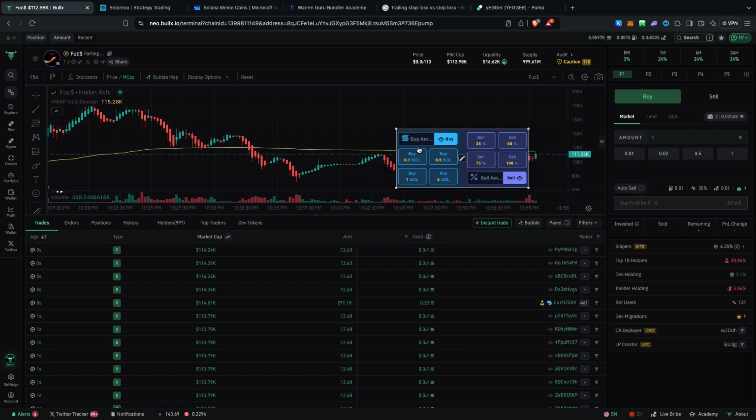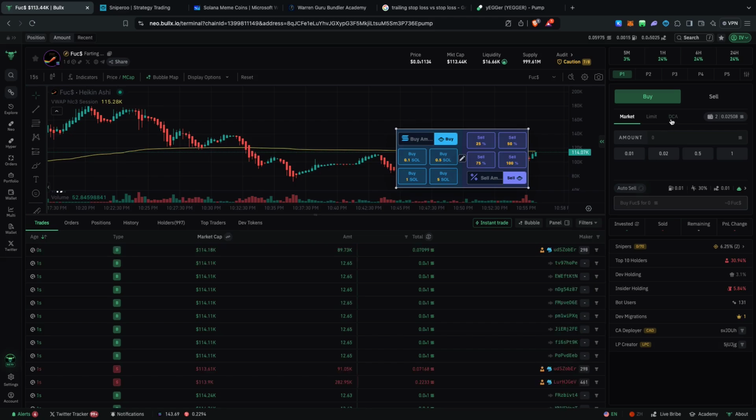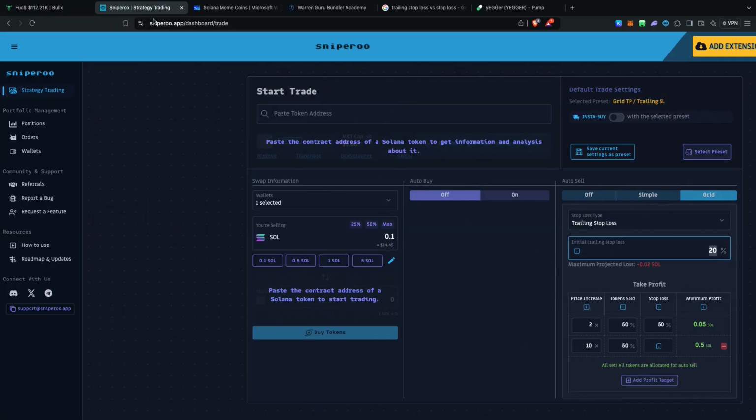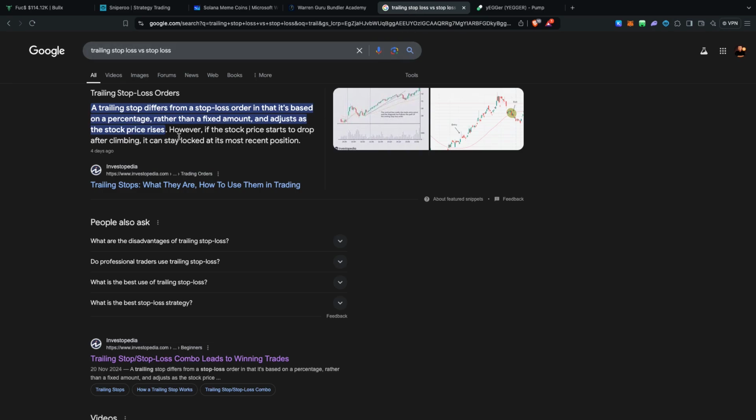You get my point? The biggest difference is your money at the moment is in Bullx. So when you incorporate Sniperoo, the funding is going to come from Sniperoo. The reason that is very important is because the features that I'm talking about are going to be executed via Sniperoo. This is one of the reasons why you have to have your funds in Sniperoo as soon as possible, and you are going to be utilizing a trailing stop loss.